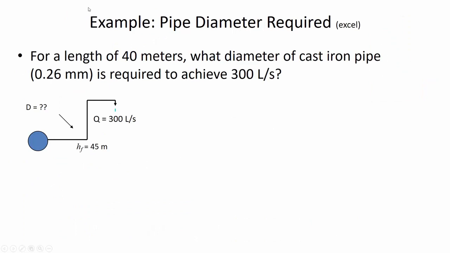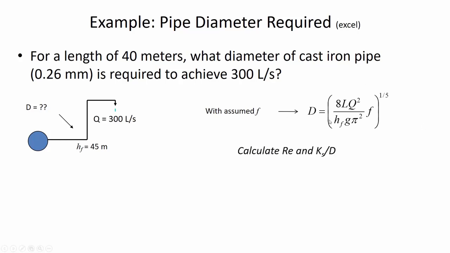We have an origin where the water is flowing through here and coming to some sort of an outlet, and through the course of that transit it's losing 45 meters of head. We don't know the diameter of pipe that's needed for this 40-meter section, but we do know it's cast iron and it's carrying 300 liters per second. We're going to use Excel for this one. We're going to start with an assumed value of F to calculate the D.